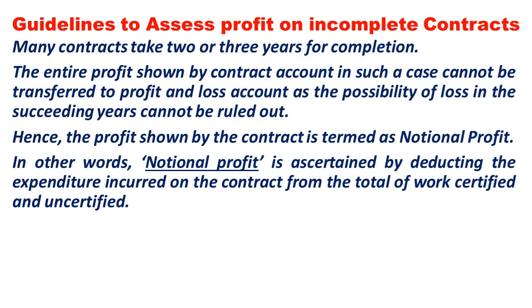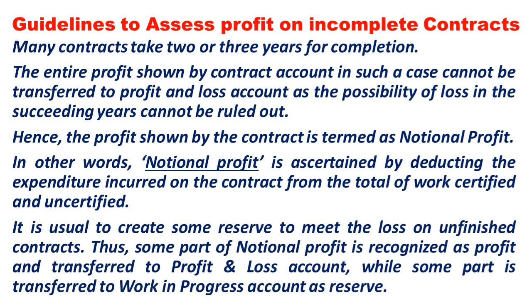In other words, notional profit is ascertained by deducting the expenditure incurred on the contract from the total of work certified and uncertified. Right? Again, in the contract account format, we discussed this. It is usual to create some reserve to meet the loss on unfinished contracts. Thus, some part of notional profit is recognized as profit and transferred to profit and loss account, while some part is transferred to work in progress account as a reserve. In the sense, we are dividing the notional profit into two parts. One goes to profit and loss account, one will be transferred to reserve, that is work in progress.